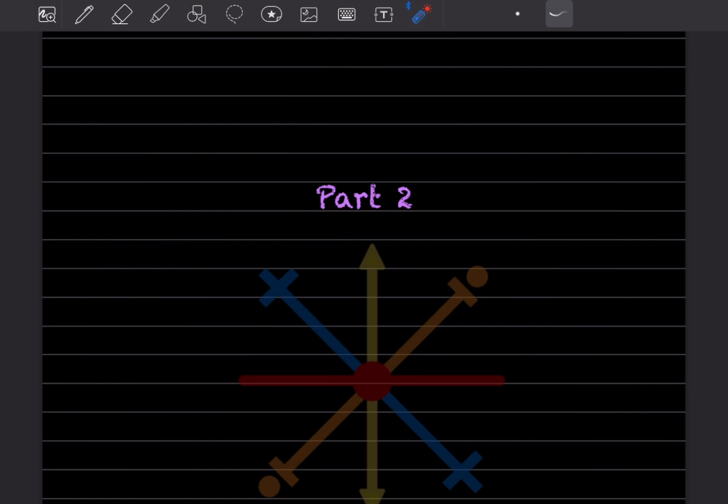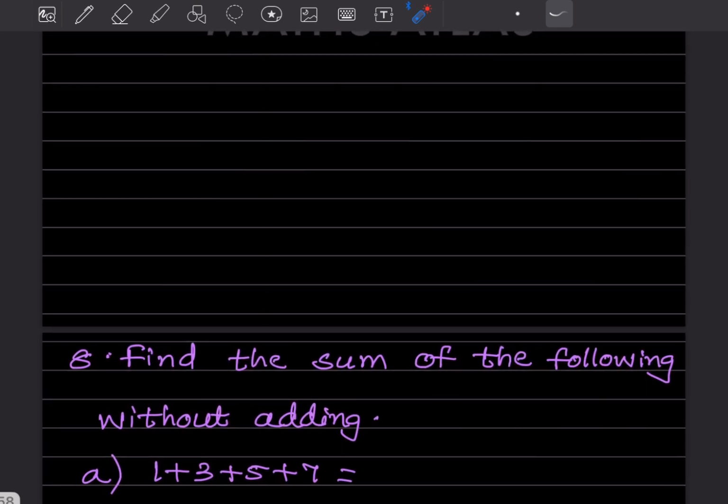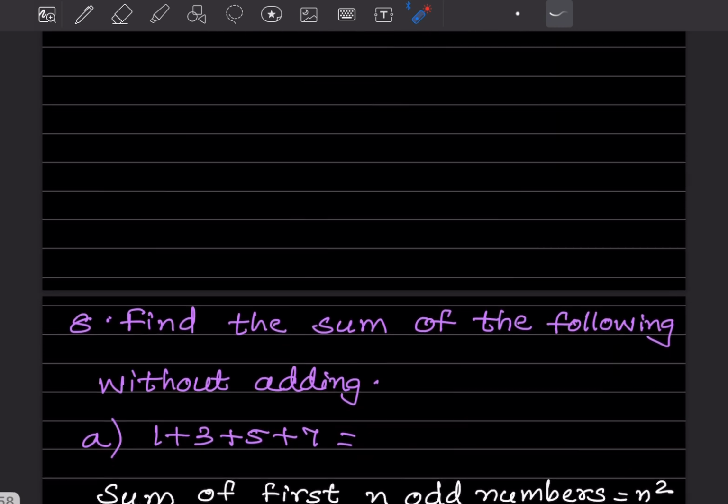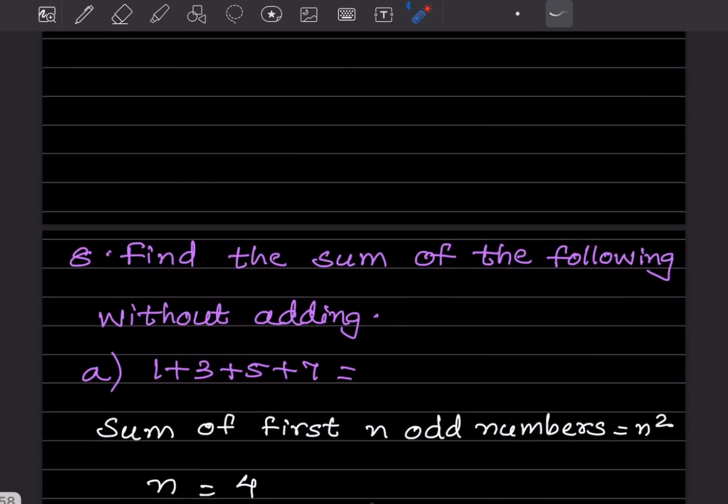So today we'll do part 2. We have already done some questions from exercise 1. So we'll start with question number 8. Find the sum of the following without adding. So it's given here: 1 plus 3 plus 5.